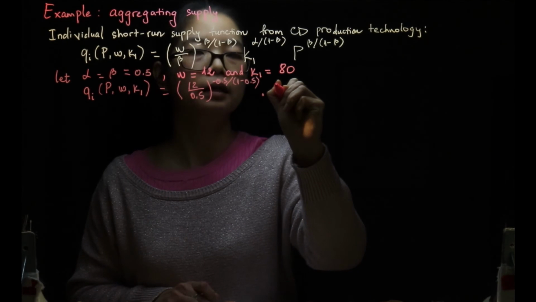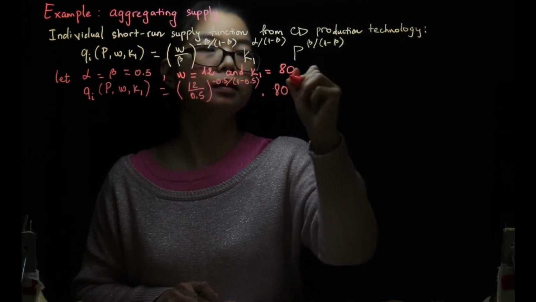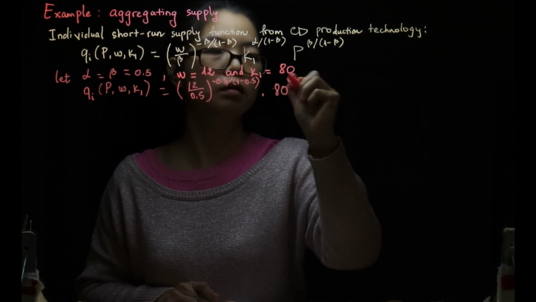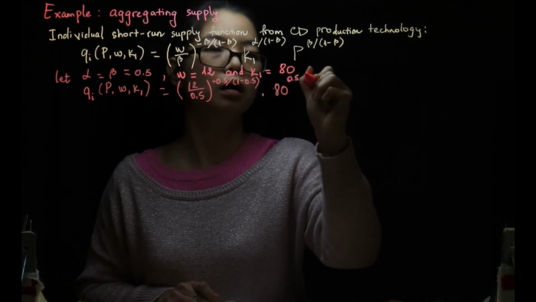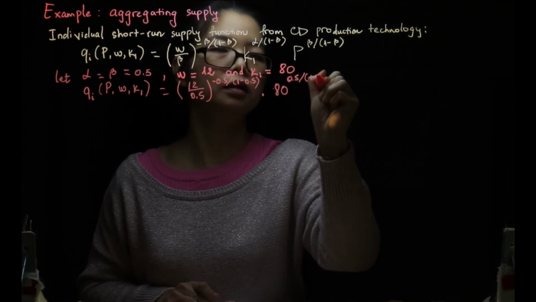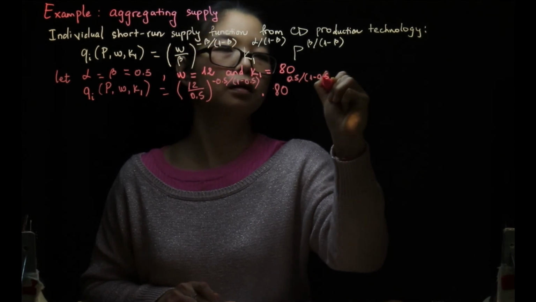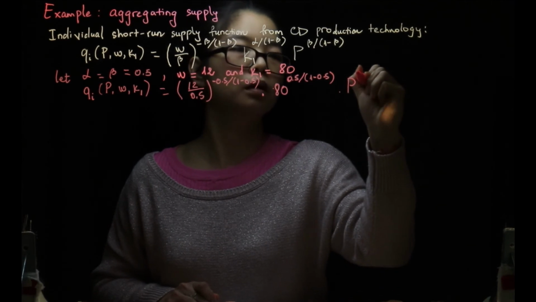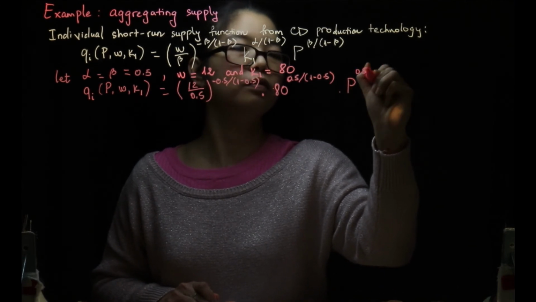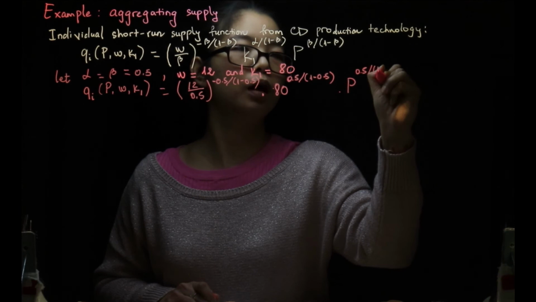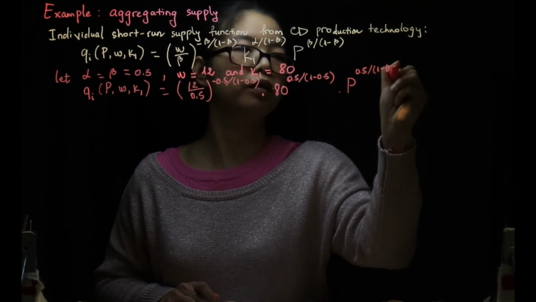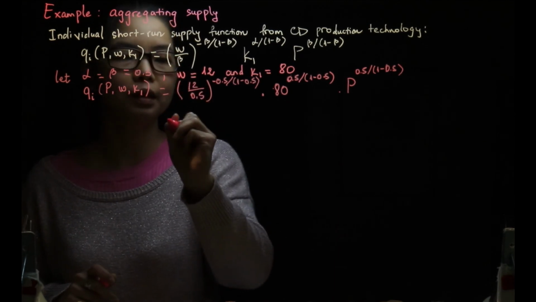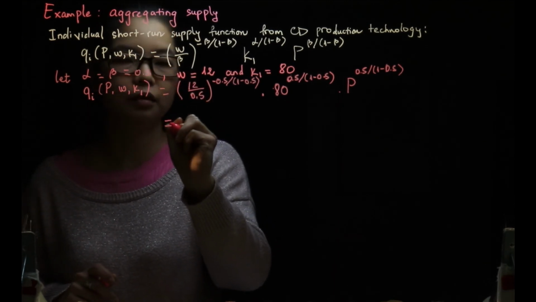Times K1's 80, alpha is 0.5, sorry, over 1 minus 0.5 again. And then times P stay the same. 0.5 divided by 1 minus 0.5. That's the exponent of P. Okay? Now let's simplify it.